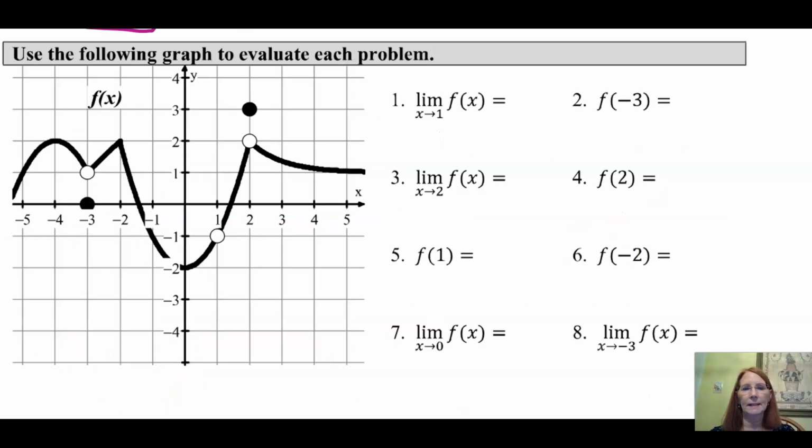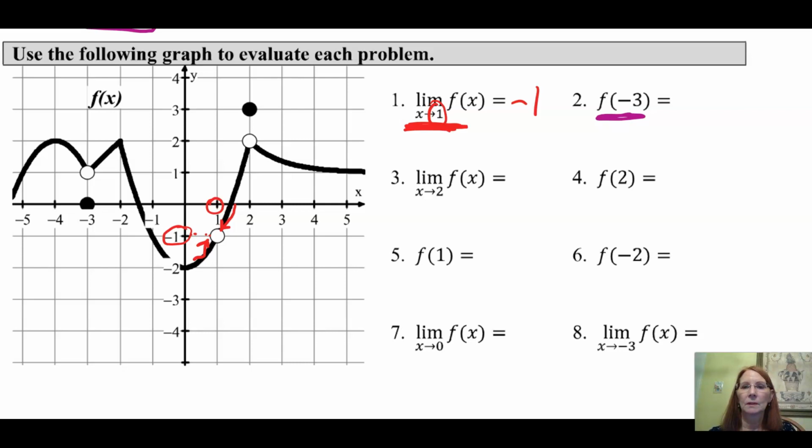Okay, so let's use this example here. This is a much more complicated graph, and there's lots of different limits and function values. Make sure that you pay attention to the difference between something that's a limit and something that's a function value. So number 1, the limit as x approaches 1. So here's the x value of 1. Get on the graph close to 1 and approach it from both sides. And what is the y value trying to be? It's not, because there's nothing there, but the y value would like to be -1.